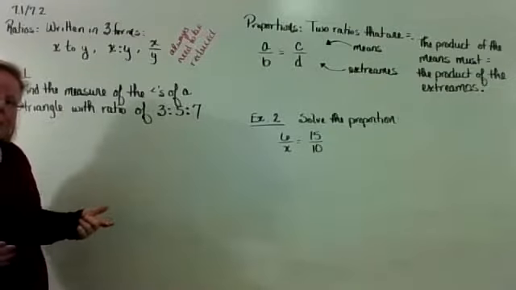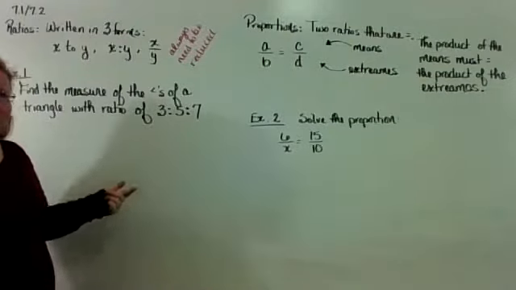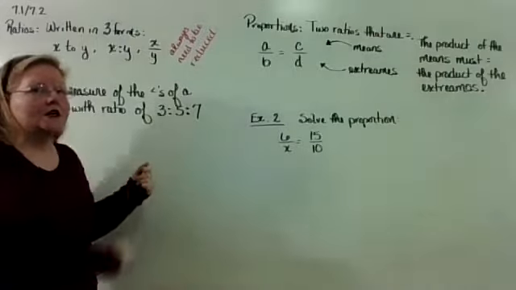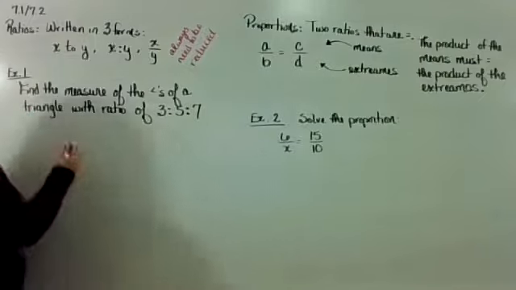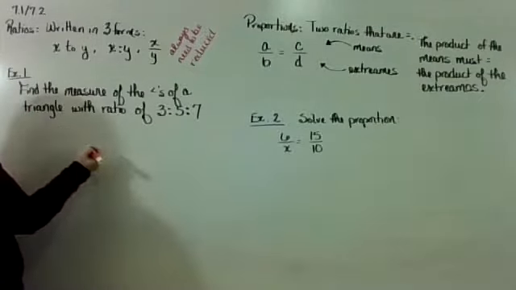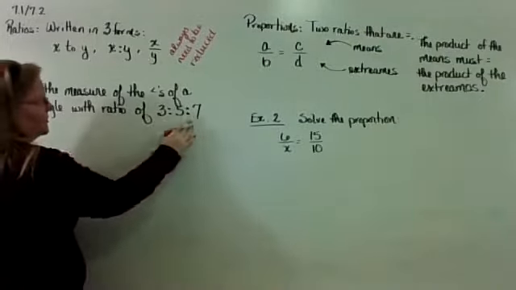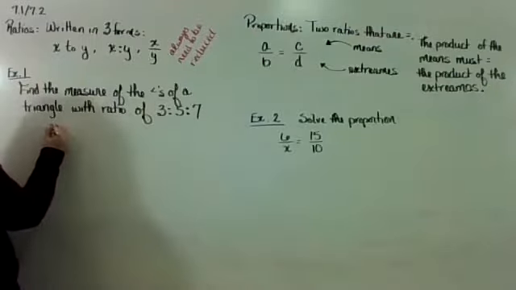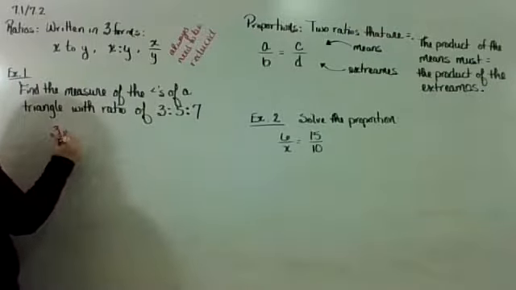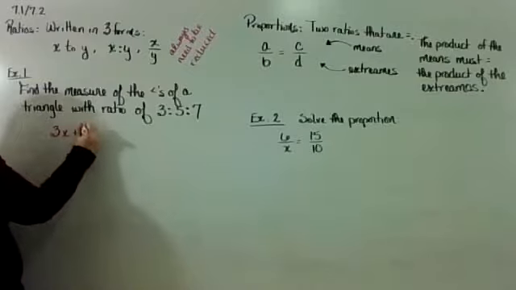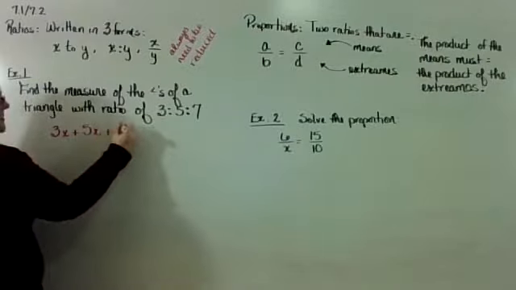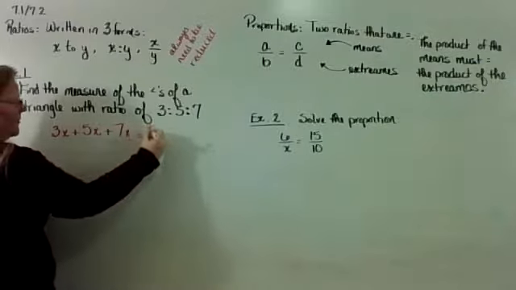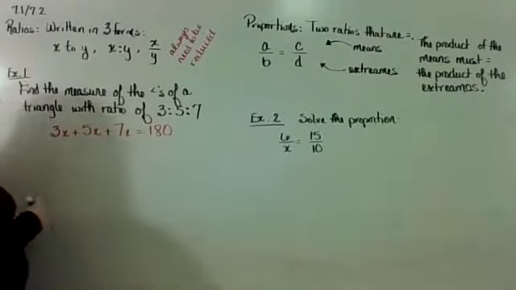One of the things that we know about them is that all the angles of a triangle have to add up to 180. Hope you remember that. If not, you're going to have to go back and memorize some stuff. So since we know that's the truth, and since we know that this is a ratio for my angles, I can say 3 times some number plus 5 times that same number plus 7 times that same number has to equal 180.